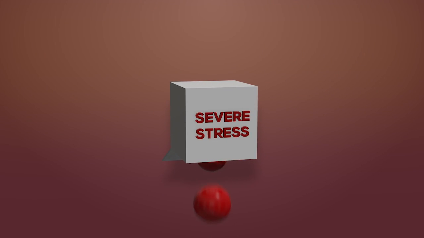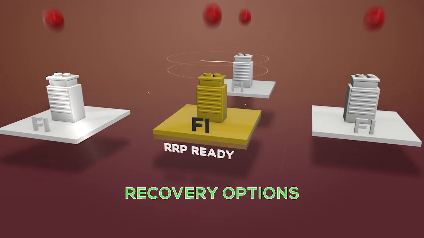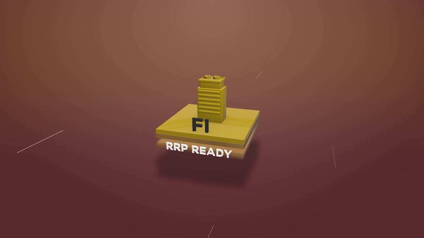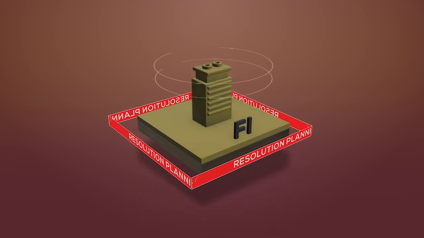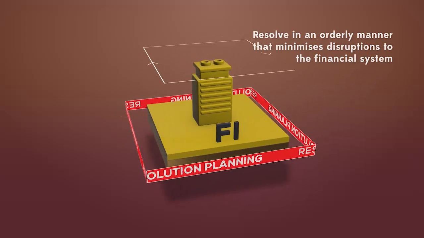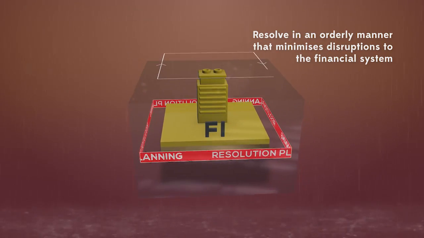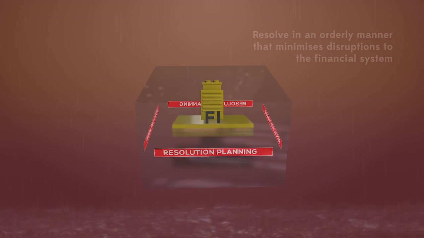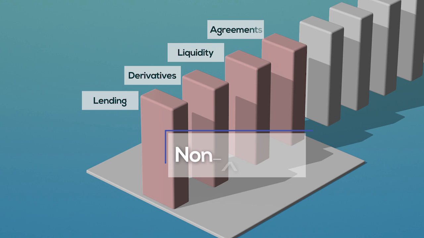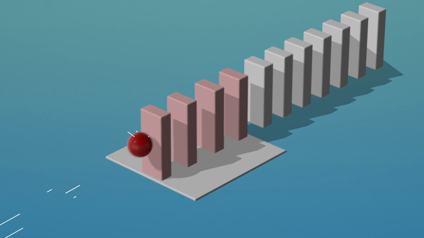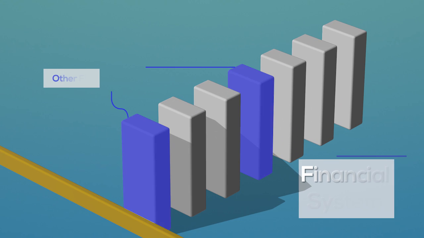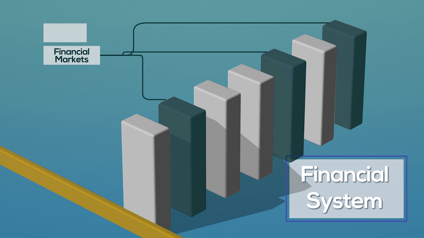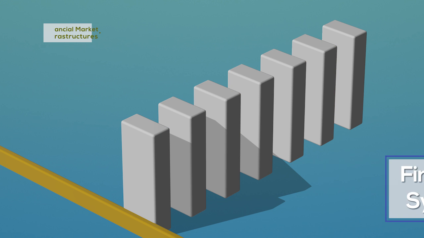With recovery planning, FIs would be better prepared to execute recovery options to address a wide range of viability threats. When the FI becomes non-viable, resolution planning will enable the resolution authority to resolve the FI in an orderly manner that minimizes disruptions to the financial system. Contagion impact of the non-viable FI can be effectively contained to ensure that their failure would not adversely affect other FIs, financial markets, and financial market infrastructures.